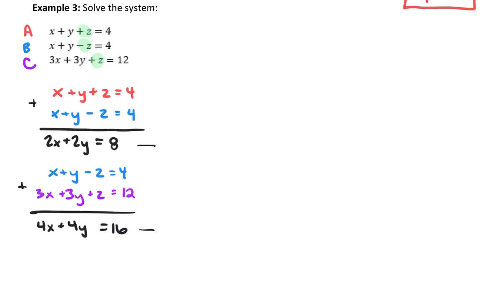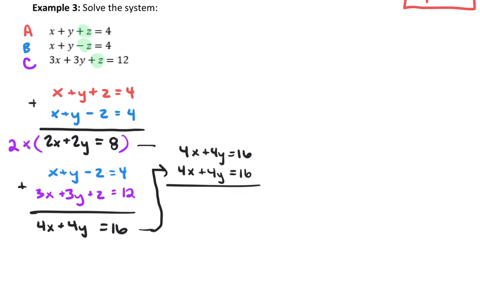So I think I need this top one to be multiplied by 2. And I get 4x plus 4y equals 16. Oh, and the bottom equation is 4x plus 4y equals 16. They are the exact same equation. So if I subtracted, I'd end up with 0 equals 0, which is a true statement, and all the variables are gone. So this is infinite solutions. So those special cases also can happen with the 3 variable systems.